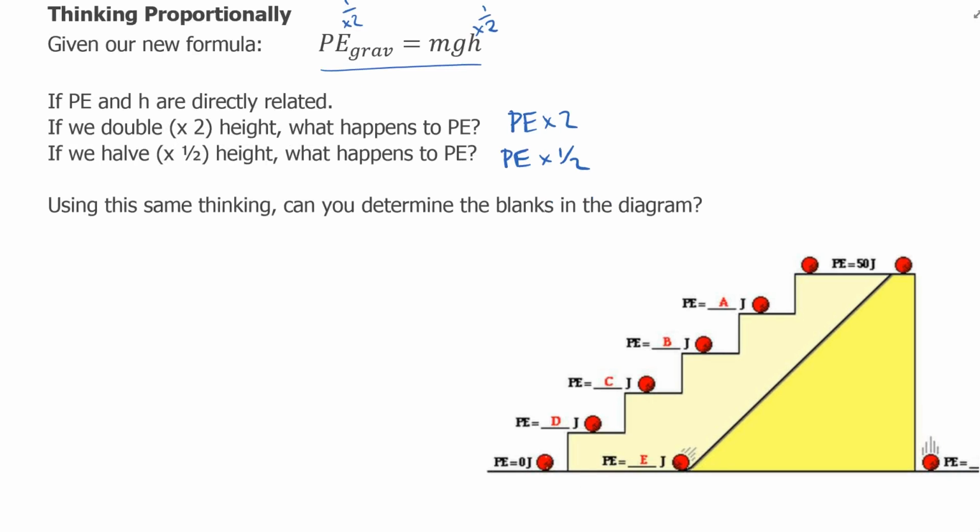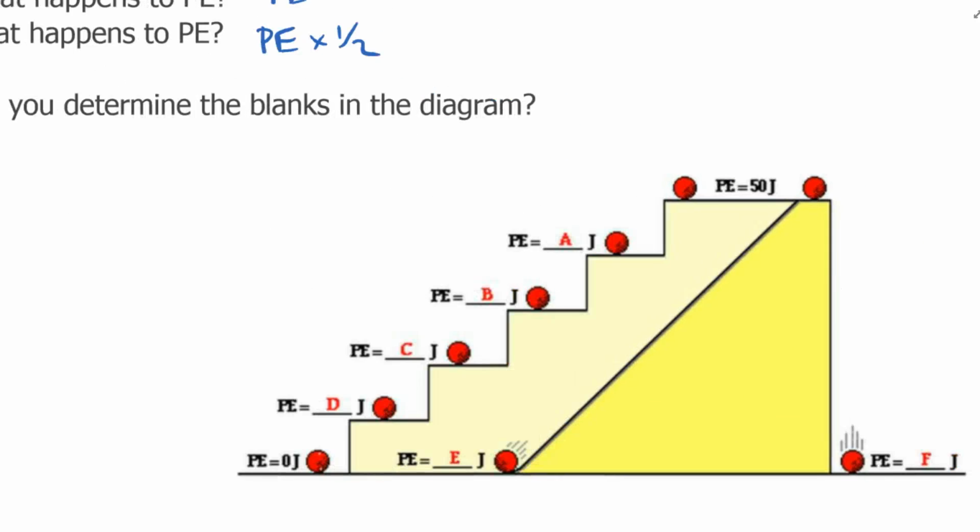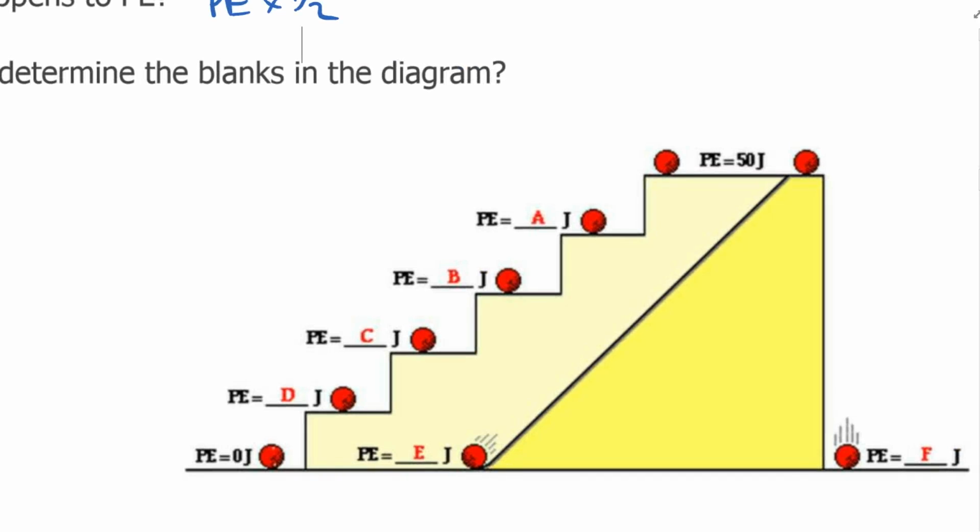Using the same thinking, can you determine the blanks in this diagram? Well, here, and again, you've noticed that this is our zero level we've chosen, and because the PE is 0 when the ball is on the ground, and if it's 50 joules up here, and it looks to me like each of these steps is about an equal amount, so if it's 50 joules and there seems to be 5 steps on the way down, then this would go down each by 10.